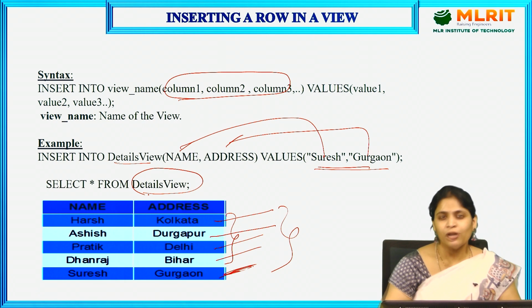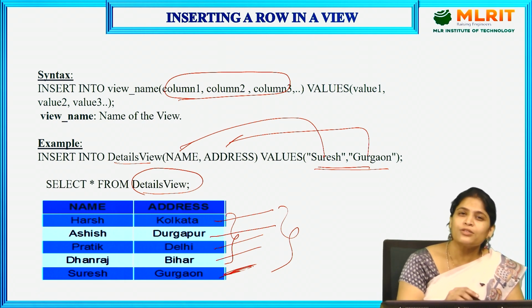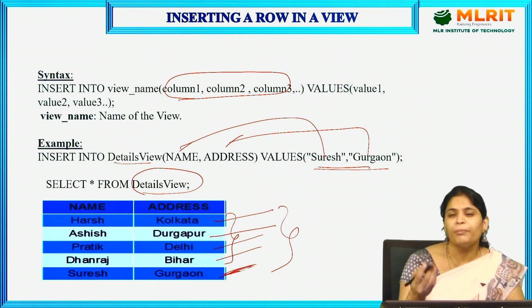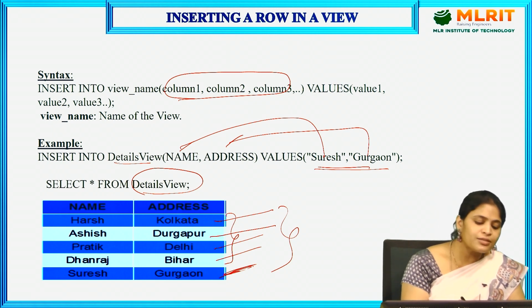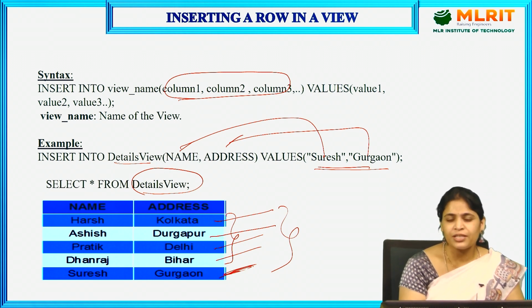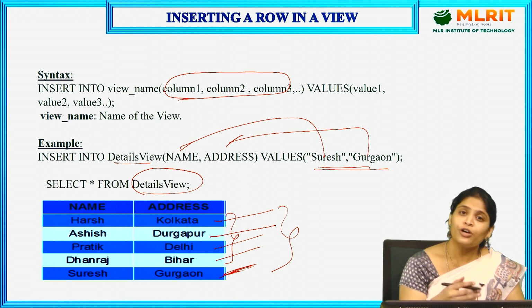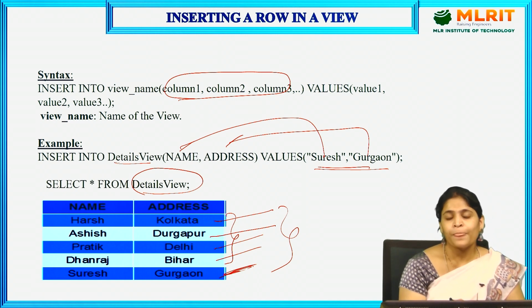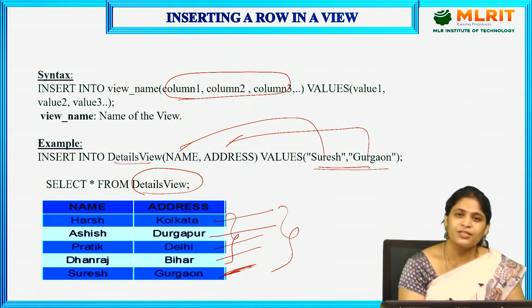So if I insert a particular row into the particular view, then this is automatically reflected in the main table. This particular point was already said in the previous slide: whatever changes or modifications are done on a view will be reflected in your base table, your main table. Whatever changes or modifications are done in your parent table or base table will be reflected in the views.